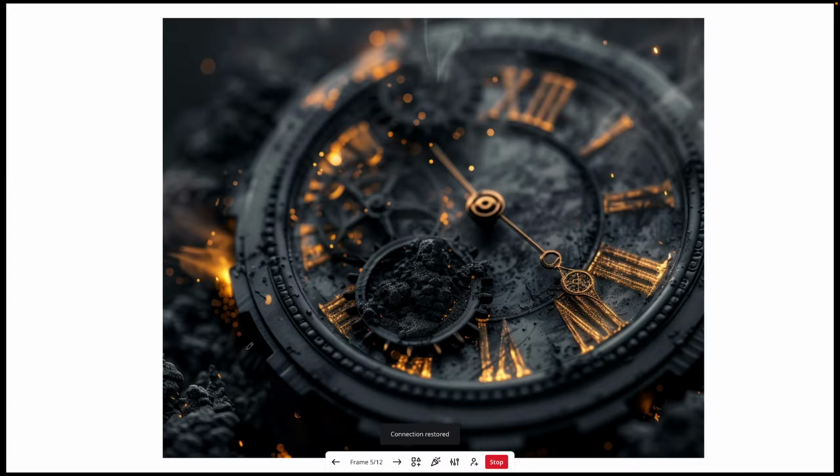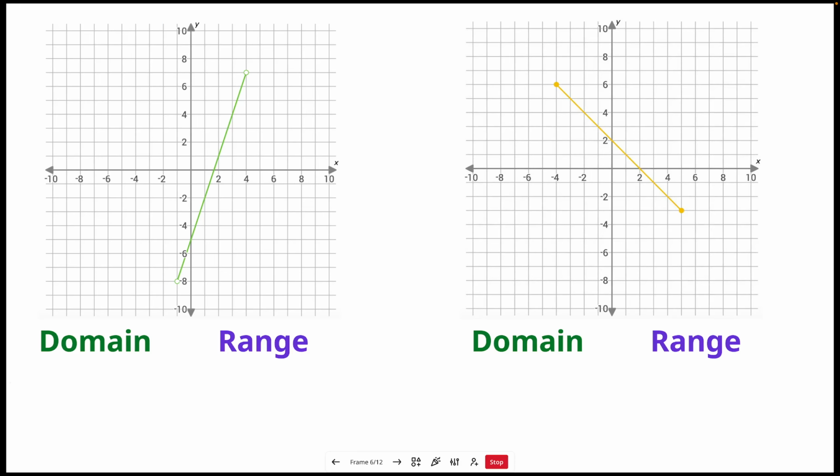All right, here's our cool clock for today, which means that it is time for you to practice what you just learned. Go ahead and pause the video and try these 2 problems on your own, and when you're ready, you can unpause the video and we'll check your answers.